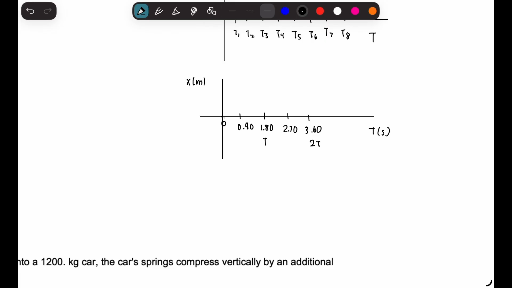So you start off at 0 and then you go to negative 0.126, and you go up to positive 0.126. Your first value is going to be negative. Then you go to 0. Then you're positive. Then you're 0. And then you're negative again. So that curve would look like this.